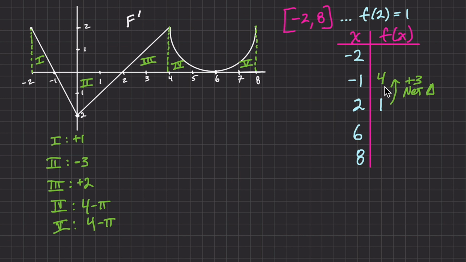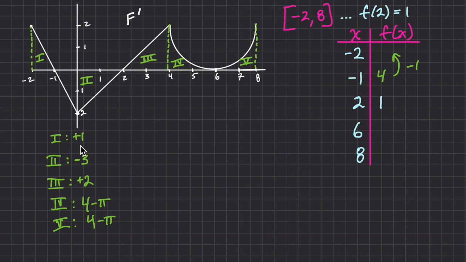Okay, next we're going to start out at x equals negative 1, where we know the y value is 4, and we're going to move from negative 1 to negative 2. That involves using area 1. We have the area of section 1 as plus 1 because it's above the x-axis, but again, because we're moving right to left, moving backwards, we're going to apply a negative 1 as our net change, and our f value is going to be 3.